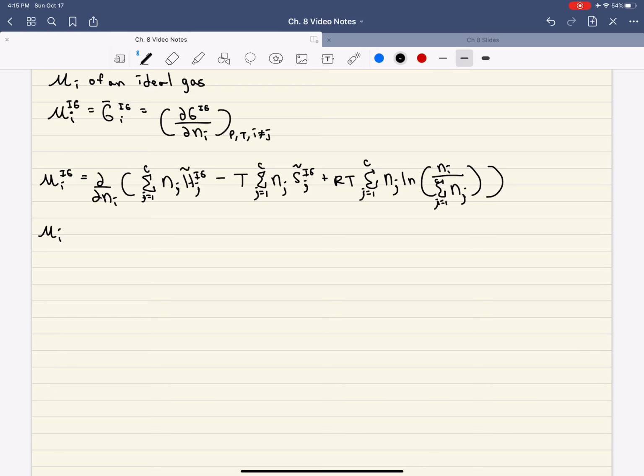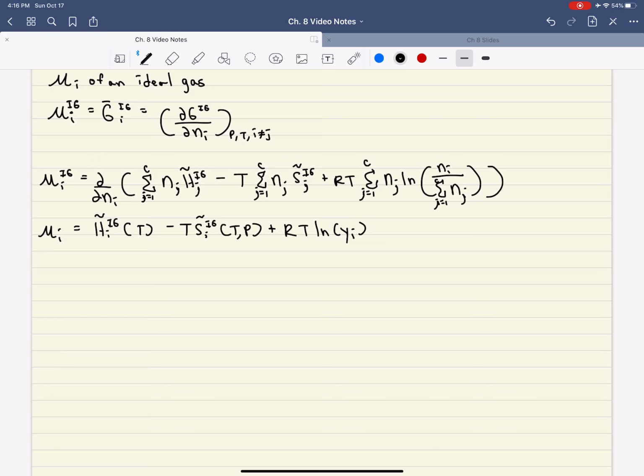And so everything else will drop out except the ith term. Once again, this enthalpy is a function of temperature for the ideal gas. The entropy is a function of both temperature and pressure. Here, the derivative is here. First, we're going to have to apply the product rule. So the first derivative here, we'll get back out ln of N_i over N total, which is just the mole fraction. So RT ln of y_i.